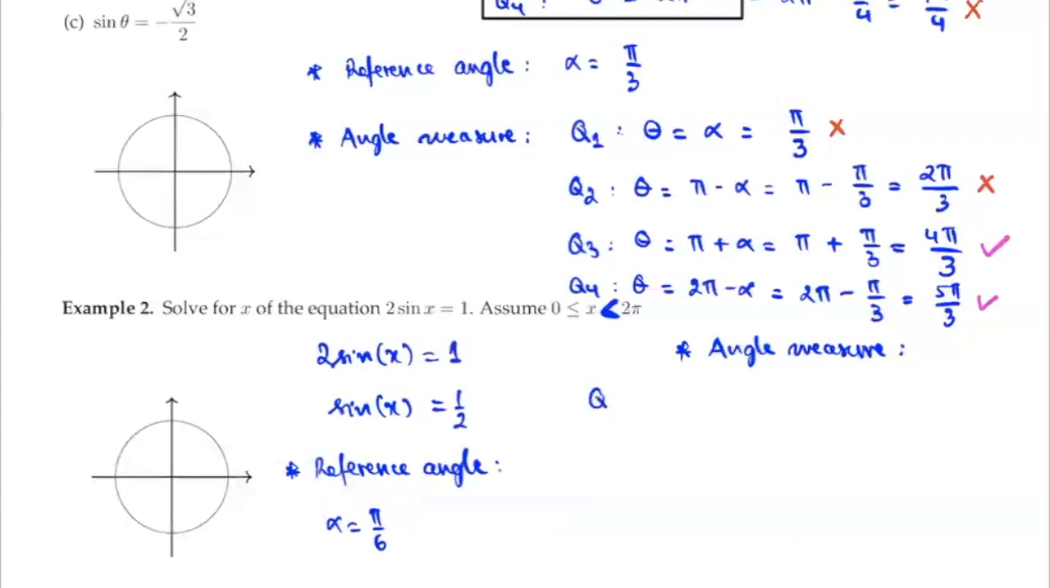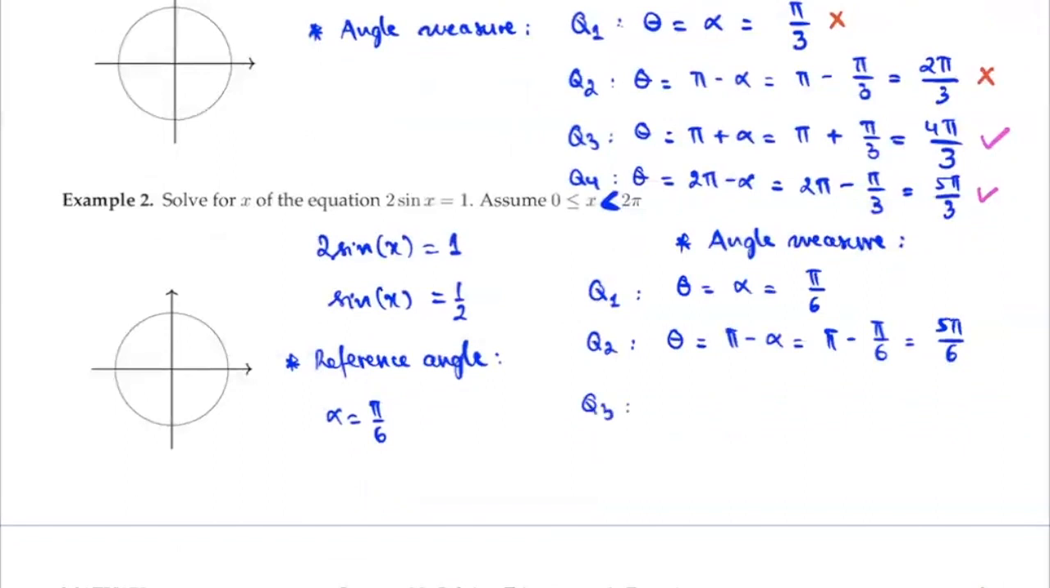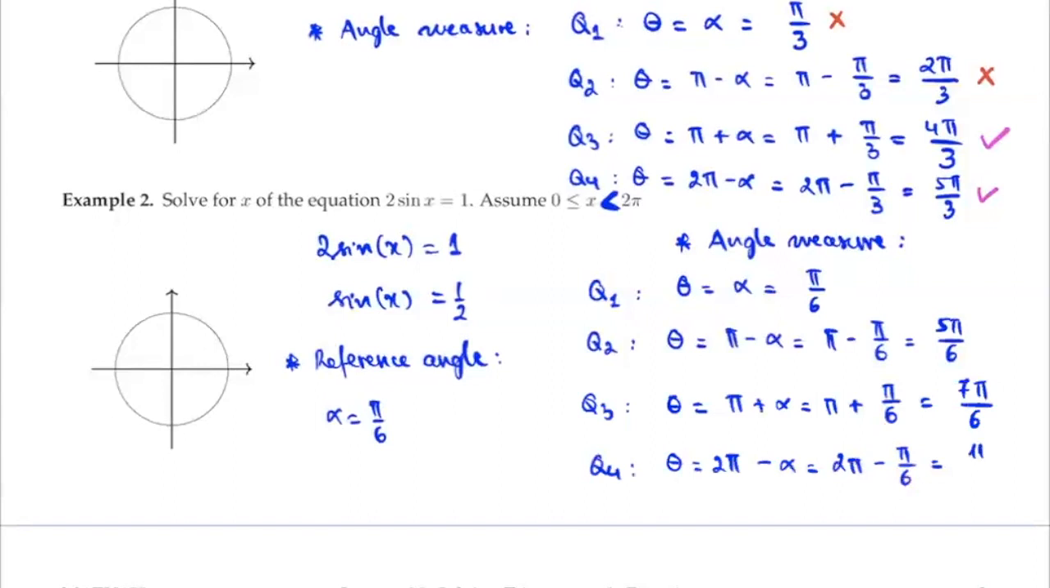You calculate the value of theta in the first quadrant. Theta equals alpha, which is pi over 6 in this case. In quadrant 2, theta equals pi minus alpha, which is pi minus pi over 6, or 5 pi over 6. In quadrant 3, theta equals pi plus alpha, which is pi plus pi over 6, or 7 pi over 6. In quadrant 4, theta equals 2 pi minus alpha, or 2 pi minus pi over 6, and this gives you 11 pi over 6.